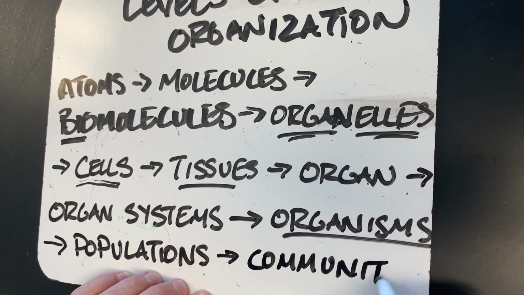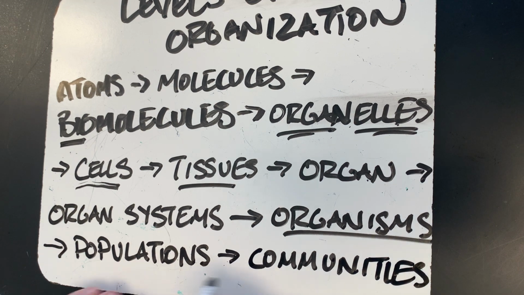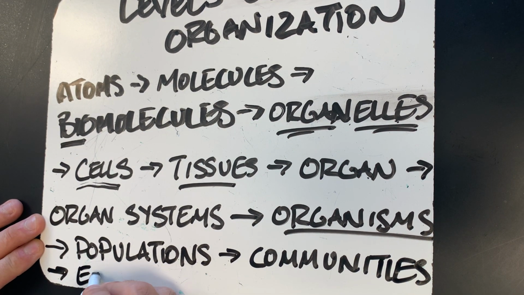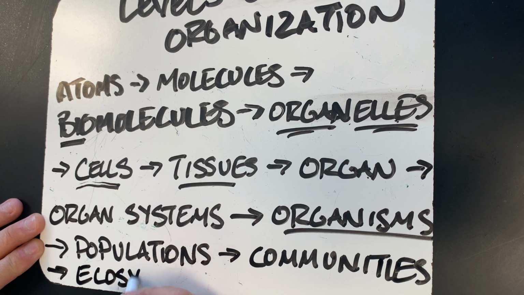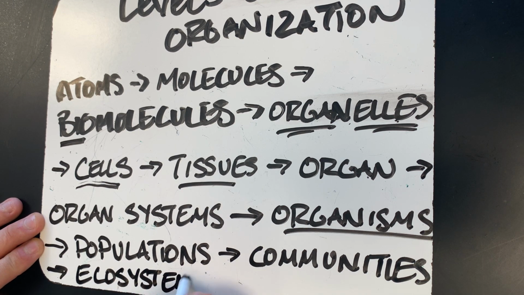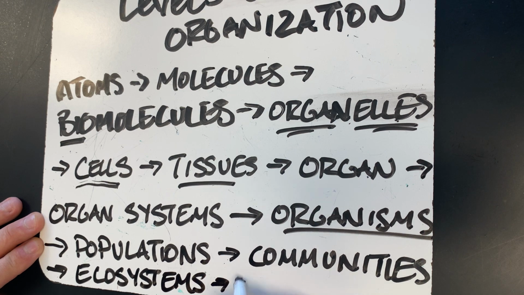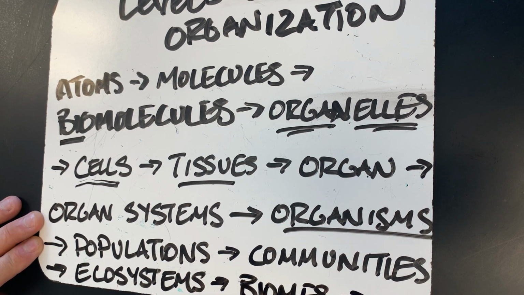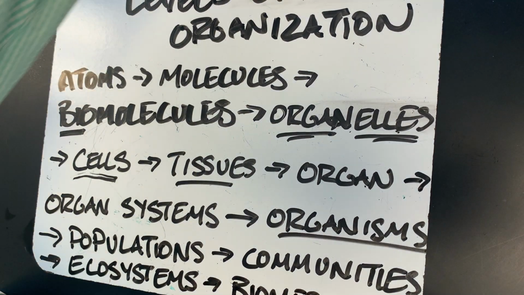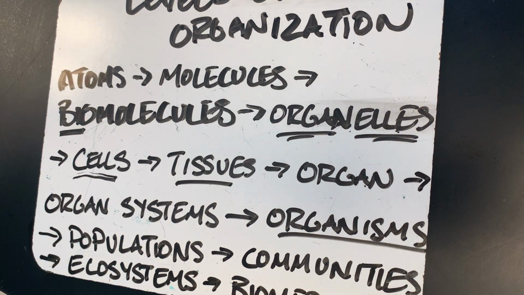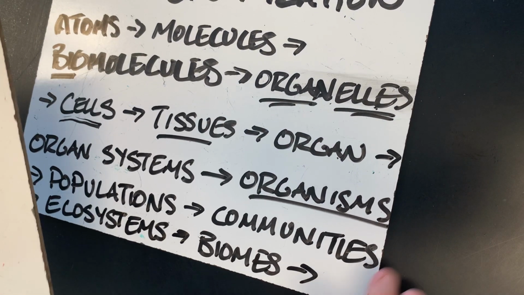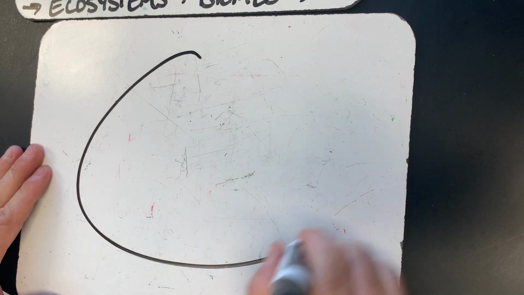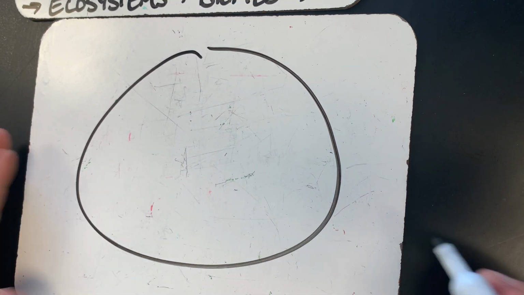And different communities are going to form ecosystems. And different ecosystems can make biomes, and I ran out of room here, so I'll put it over here on this board. Different biomes are going to make a biosphere. A biosphere is going to be the Earth.